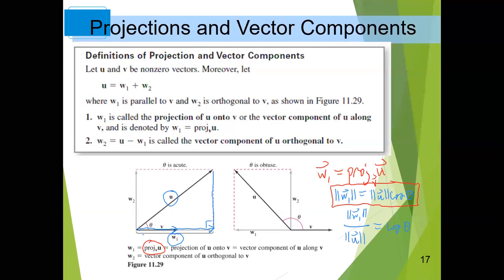Okay? So how could I come up with a formula for W1 then? Think about it. How could I come up with a formula for W1? Couldn't I go like this? I mean, just think about this. W1 is equal to, look, I want a vector that's basically parallel to V, correct? But what do I want its length to be? Didn't I just come up with that?